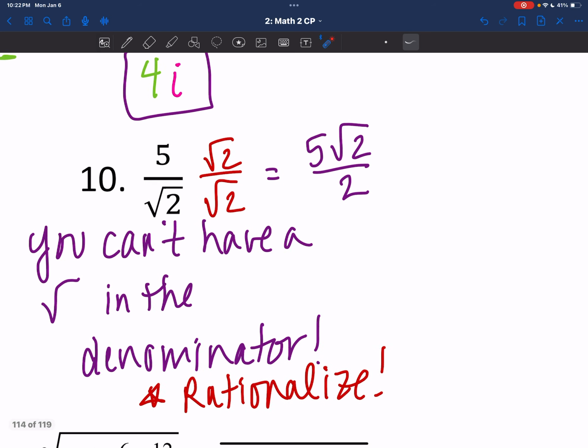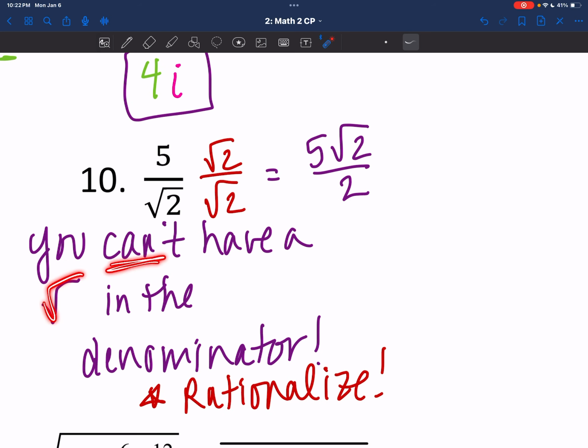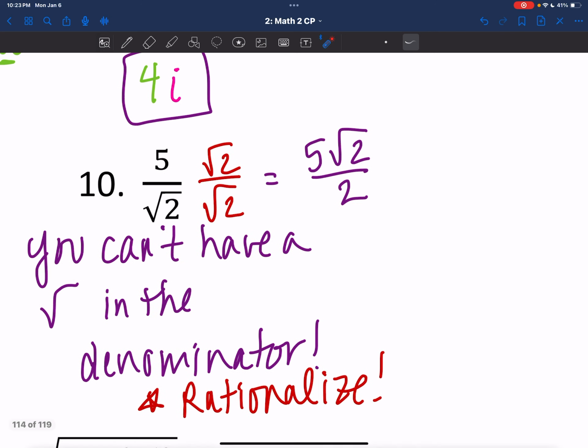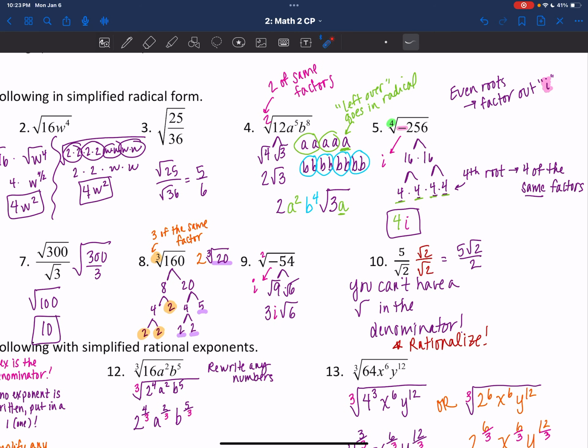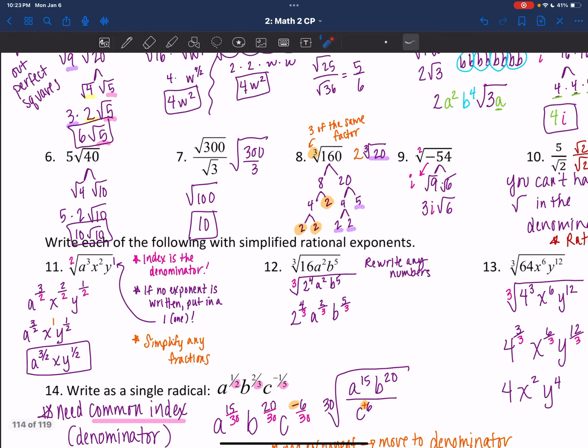All right, now remember, you can't have a square root in the denominator, so you have to rationalize it. And when you rationalize, you take whatever this is, you're going to multiply the numerator and the denominator by it. So when you go ahead and you get this, you're going to get 5 root 2. And then remember, square root of 2 times square root of 2 is square root of 4, and the square root of 4 is 2. So that's where we got that 2 from. All right, and then your fraction doesn't simplify any more than that.